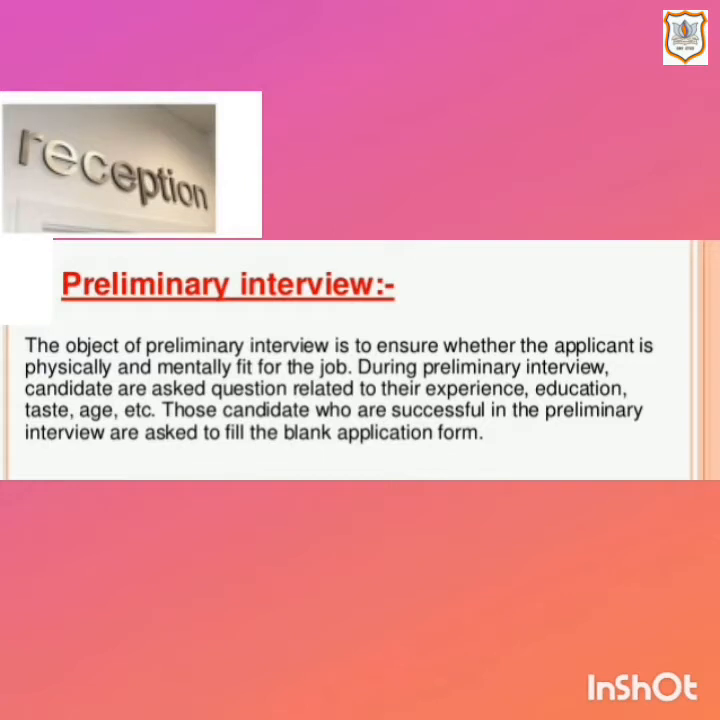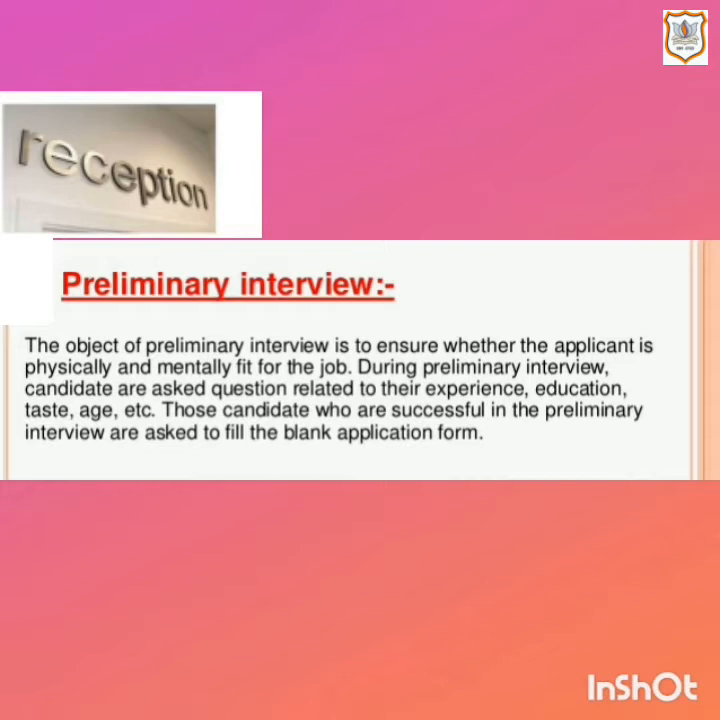First step is welcoming and primary meeting. The object of the preliminary interview is to ensure whether the applicant is physically and mentally fit for the job. During the preliminary interview, candidates are asked questions related to their experience, education, taste, age, etc. Those candidates who are successful in the preliminary interview are asked to fill the blank application form.